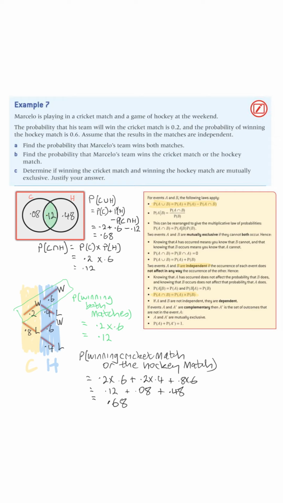Now the last part here, C: determine if winning the cricket match and winning the hockey match are mutually exclusive. We just have to go back to the previous page where they talk about mutually exclusive. It says they are mutually exclusive if they cannot both occur. Okay, well these can both occur, so they're not mutually exclusive.